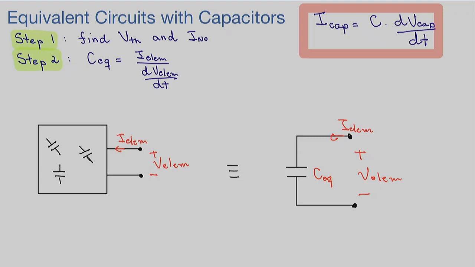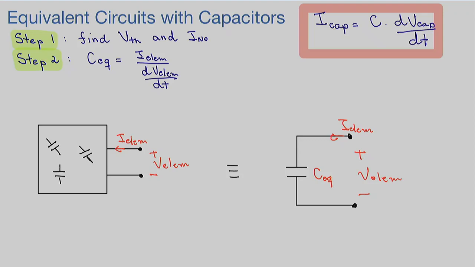Okay? Oh, and then our steps for the resistors were: first step, find V Thevenin or I Norton. And then the second step was to find the equivalent resistor, where we had Ohm's law, or the IV relationship, to find it.